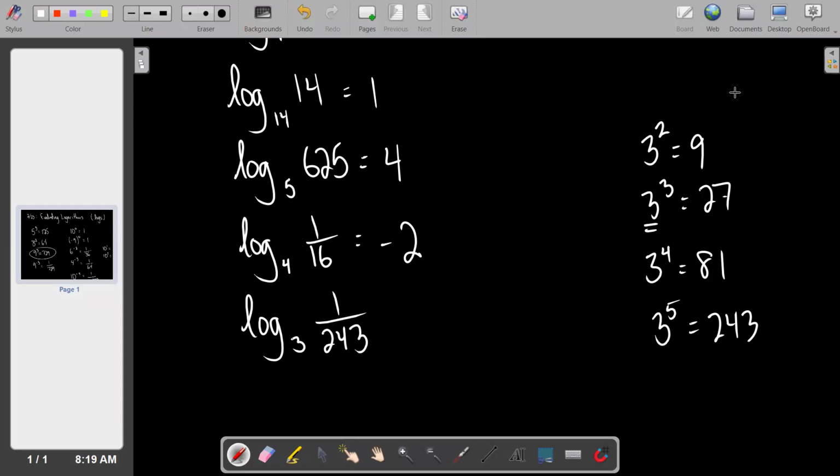So what's the answer to log base 3 of 1 over 243? -5. We need the negative. Remember to cause the flippy flop.